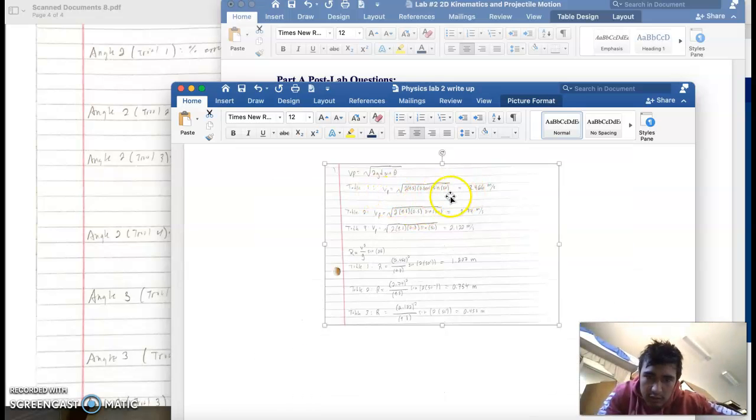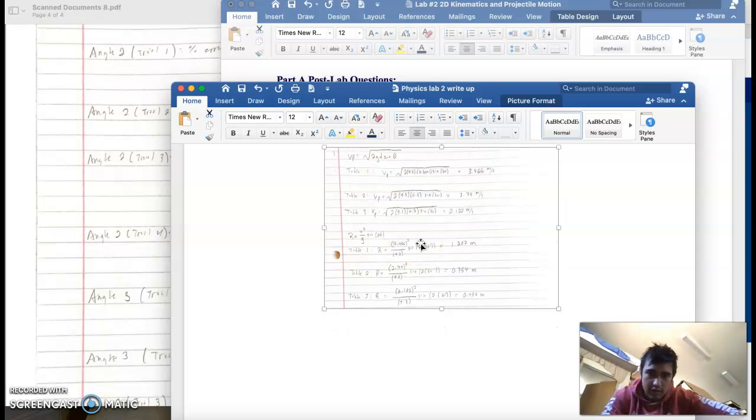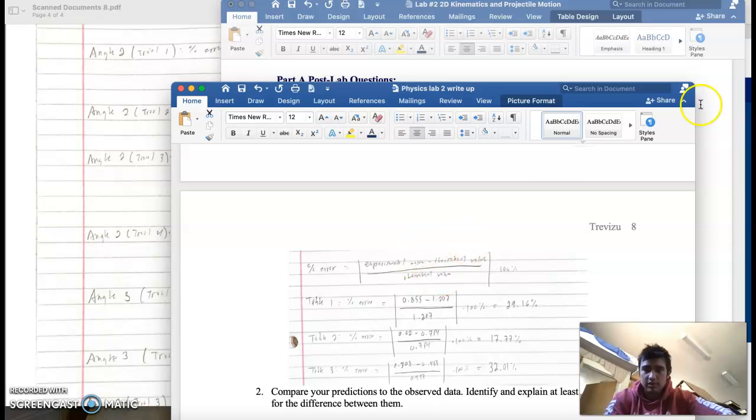Yeah, so here through the final velocity equation that we did in the Prelab questions, and then the range equation, and then the percentage error equation.